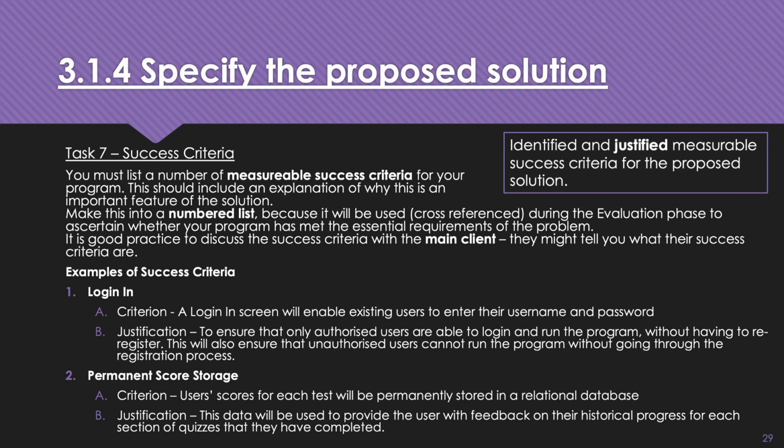Anyway, so examples of success criteria. Here I've written 2 examples. Please don't just copy these into your stuff. You might say, I'm going to have something similar, and that's fine. The layout is the thing that I want to put across here. So, examples of success criteria. 1, login. I made a nice little heading there, and I've got A and B. You don't have to lay it out quite like that, but you do have to say what the criterion is.